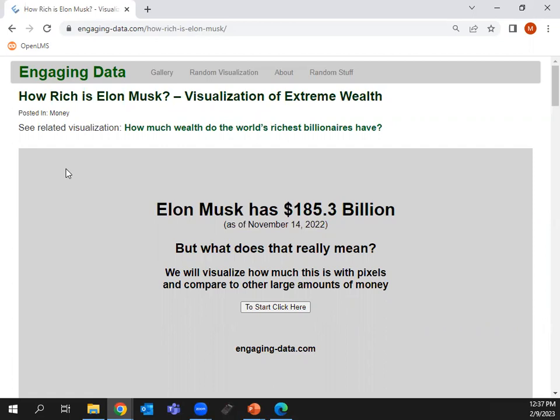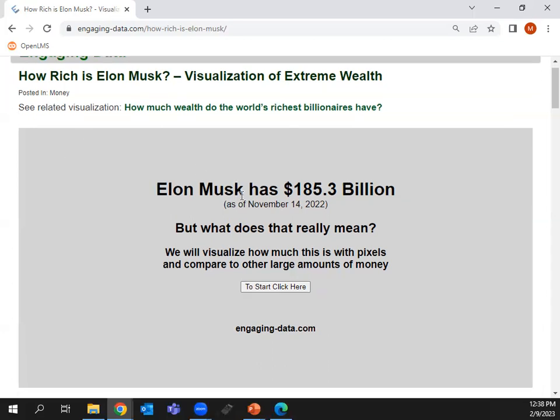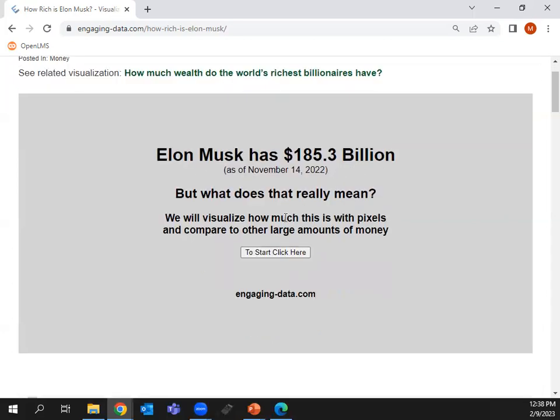So this is a visualization. It's trying to give some perspective on how much money this is. The human mind does not work with huge numbers. That's why space is so difficult for us. So this is, again, as of November last year, but what the heck does this really mean?